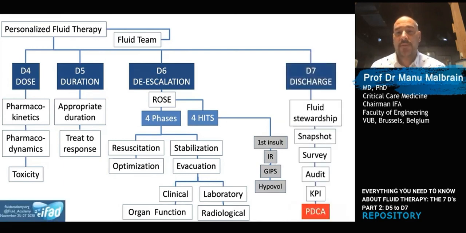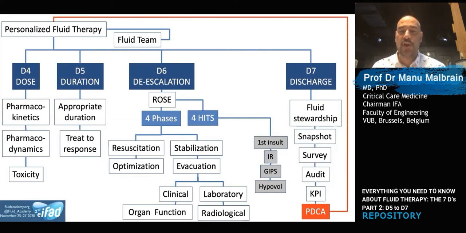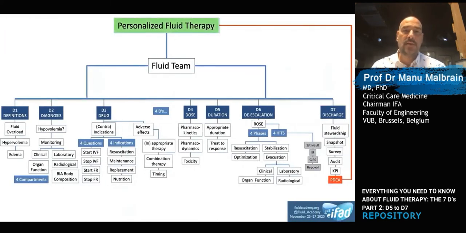D7 is on discharge, so the data you can collect on fluids in your ICU, in your hospital. And this is what we refer to as fluid stewardship. You should perform a snapshot of your consumption, do a survey on the knowledge of doctors and nurses, perform a medical audit, maybe surgical patients, medical patients, check for the appropriateness, then define key performance indicators. So more balanced, less saline, more hypotonic balanced maintenance solutions, less ugly maintenance solutions, and then implement the plan-do-check-act cycle. So this, ladies and gentlemen, is personalized fluid therapy.